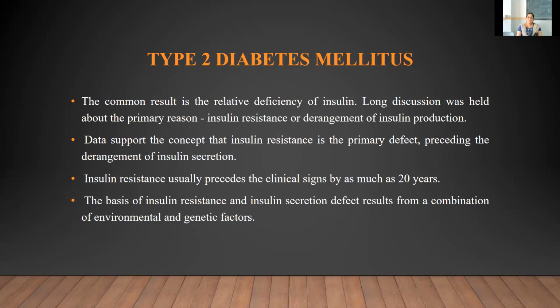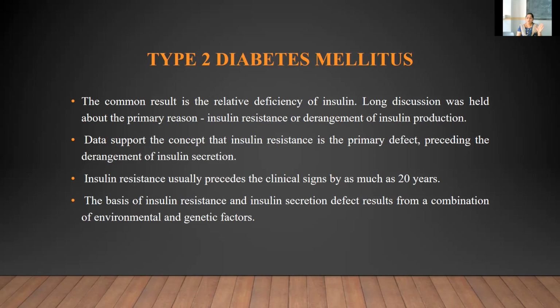A long discussion was held about the primary reason: insulin resistance or derangement of insulin production. They were skeptical as to what might be the reason. After doing many studies, the data has supported the concept that insulin resistance is the primary defect in type 2 diabetes mellitus, preceding the derangement of insulin secretion. So the first thing that happens is your body is not sensitive to insulin, which is called insulin resistance. Second is the derangement of insulin secretion.